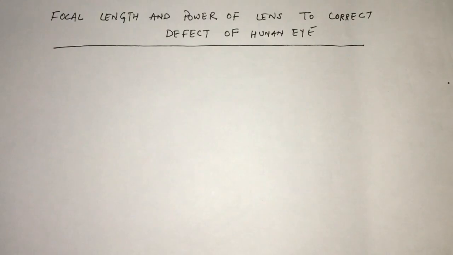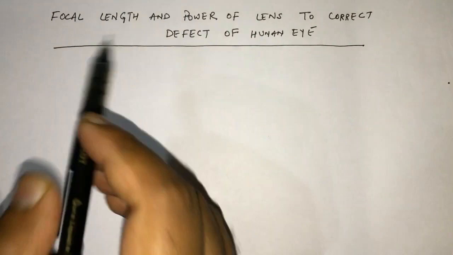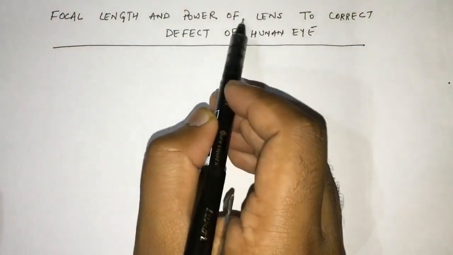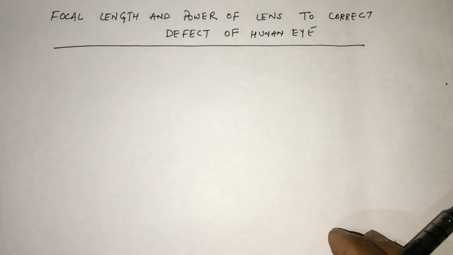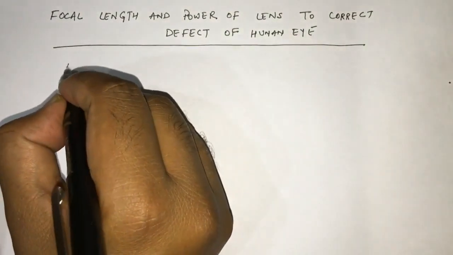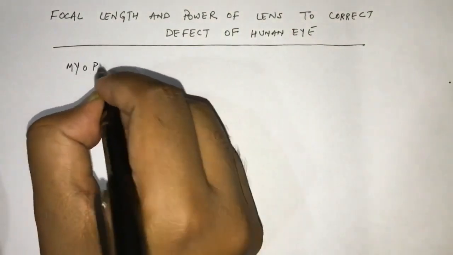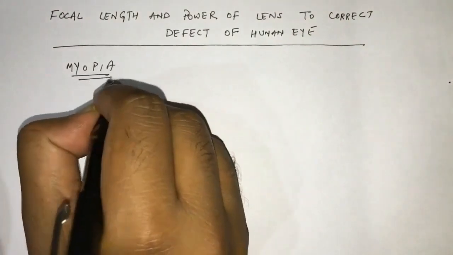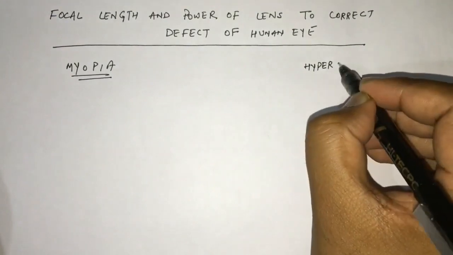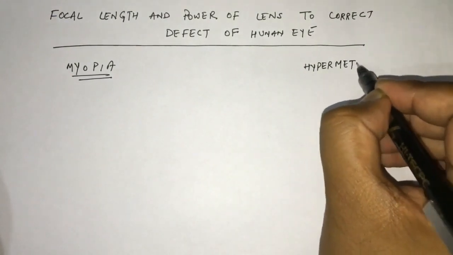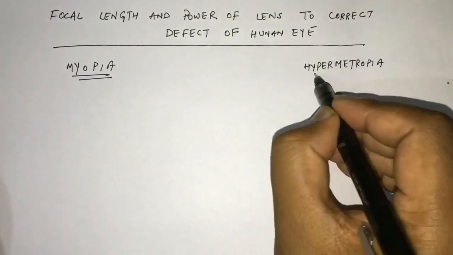Hello students, in this lecture we are going to study how to calculate focal length and power of lens to correct the defect of human eye. In this we have two types of numericals. First is the case of myopia and second is the case for hypermetropia.